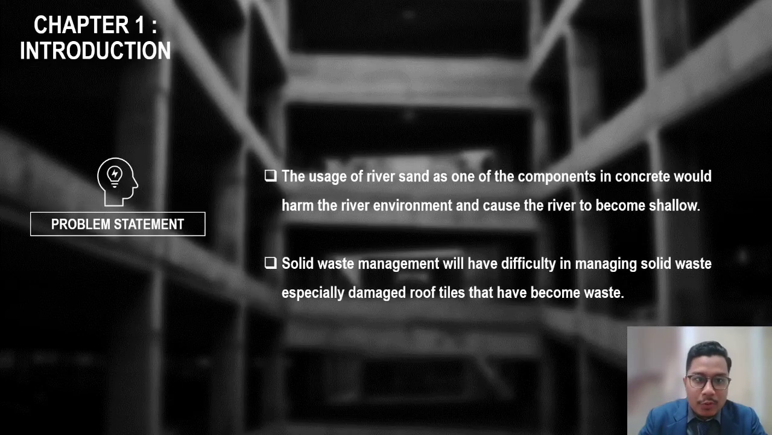Next, we go to the problem statement section, and there are 2 points. The first, the usage of river sand as one of the components in concrete would harm the river environment, and this is quite concerning because it can make the river become shallow. The second point is solid waste management. There is difficulty in managing solid waste, especially damaged roof tiles that have become waste.